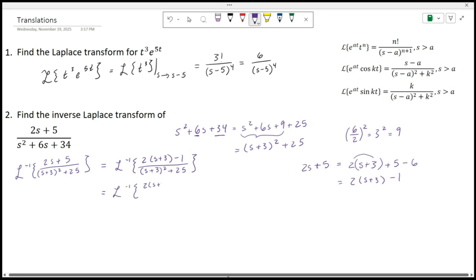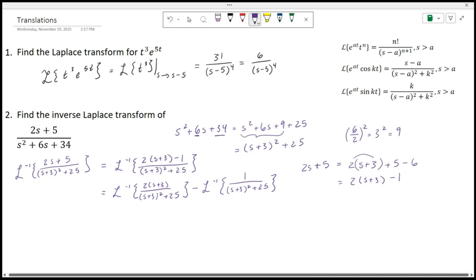So I'm going to do that. So now I have 2 times s plus 3 over s plus 3 squared plus 25 in one Laplace inverse, and then minus Laplace inverse of 1 over s plus 3 squared plus 25. Now things are really starting to look good. Now the first one has an extra 2 out front, but I can pull that in front of the whole Laplace inverse, and it's not going to be a problem. And so that first one is now looking a lot like the e to the at times cosine kt formula. And the second one is looking a whole lot like the one with a sine function in it.